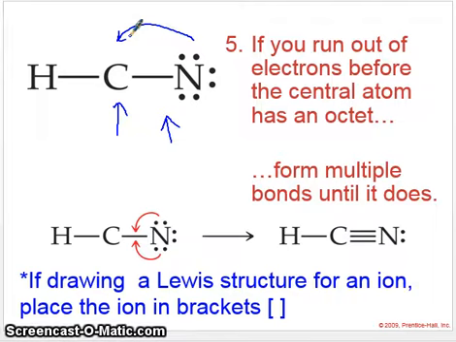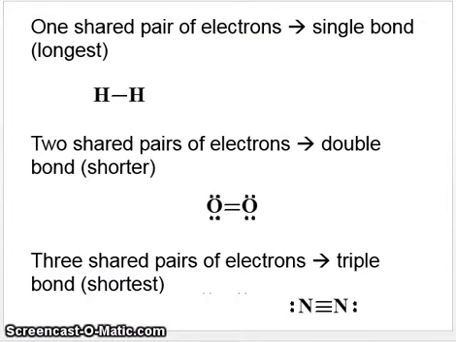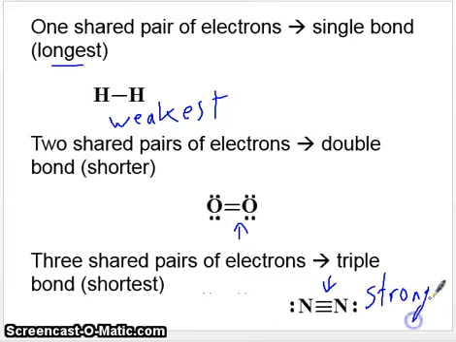And then finally, if you have an ion, a polyatomic ion, we use brackets. In this case, if this was a polyatomic ion, we would put brackets around the whole ion. We'll do a few of these examples in a minute. But before then, let's recall that a single bond is the longest of them all. The double bond is shorter, and the triple bond is the shortest, and also the strongest. So the weakest bond is a single bond, and the strongest bond is a triple bond. This is good information as we continue on here.